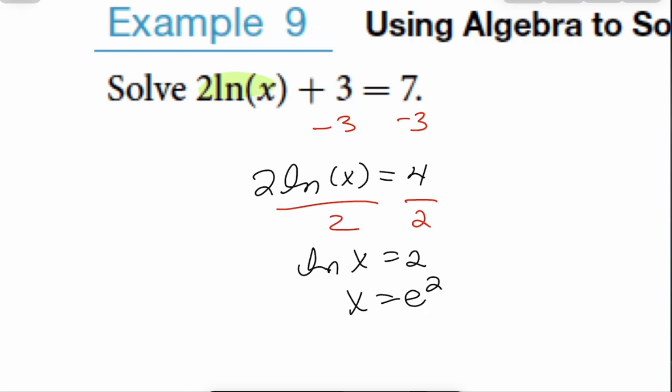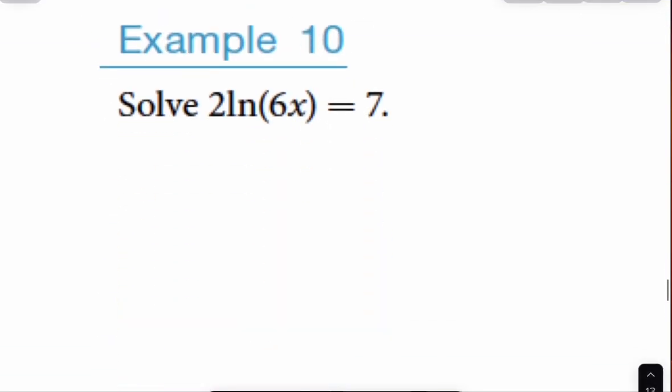And why does it work like that? Well, if I put an e squared into that natural log, I'm going to get 2, because the natural log and the e squared would just cancel out and leave me a 2. 2 times 2 is 4, plus 3 is 7. I get a correct solution, okay? So those ones are pretty nice. Now, let's do it again.